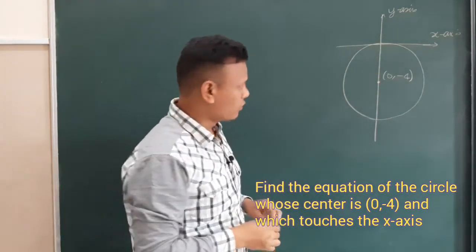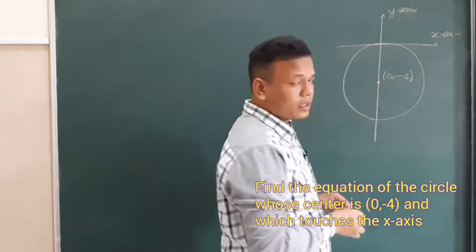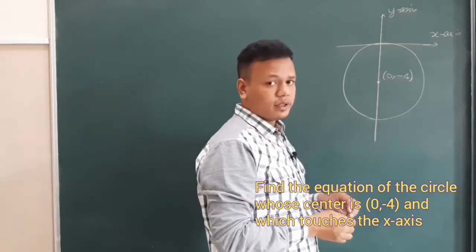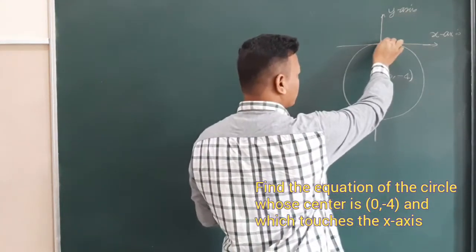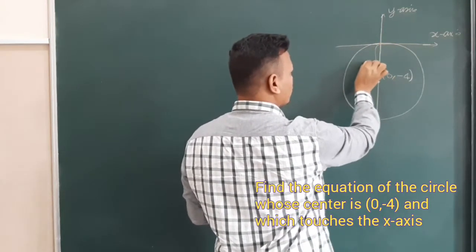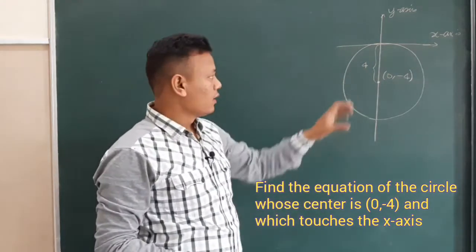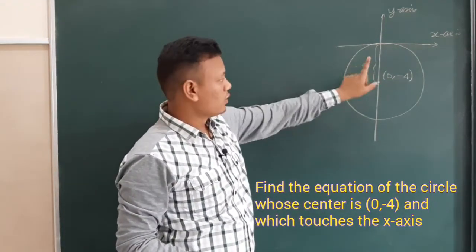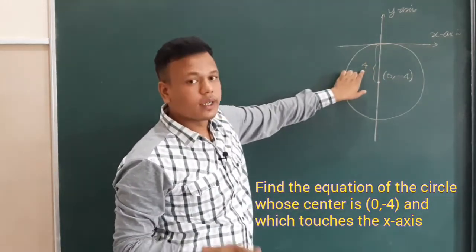Now if you see here carefully, what will be the radius? Can you tell me what will be the radius? From here you measure the radius, isn't it? So from here to here is how much? This is 4 units, right? So your radius will be 4 in this case.